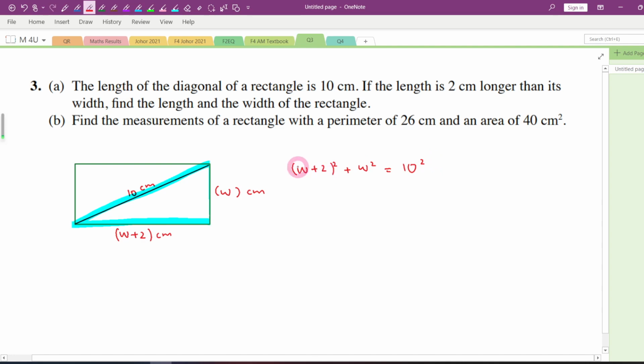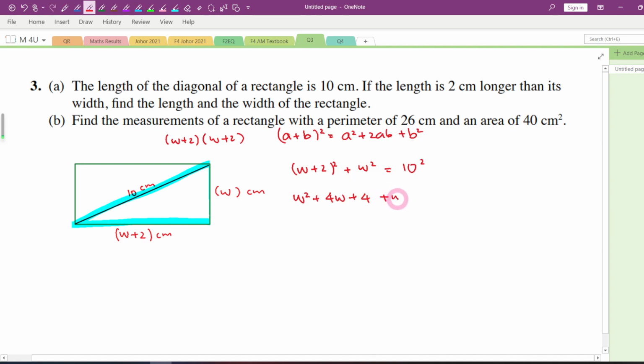For this one you can do the expansion like this, W plus 2 times W plus 2. You can expand it one by one. If you don't want to, you can just use a formula to help you do the expansion. I hope that you still remember this formula: (A plus B) squared is equal to A squared plus 2AB plus B squared. So we get W squared plus 4W plus 4.